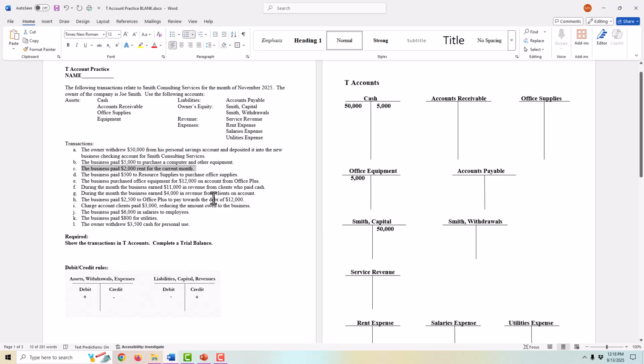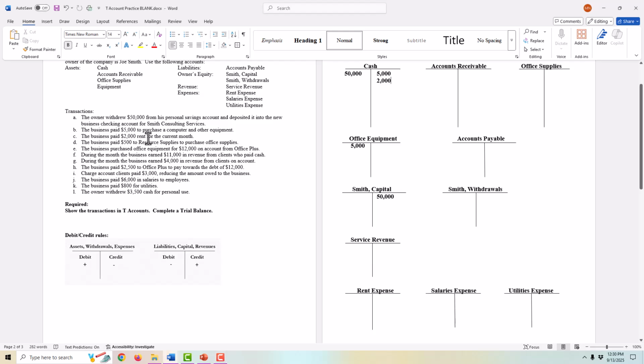So we're adding to one asset, subtracting from another asset. Okay, then the business paid $2,000 rent for the current month. If they're paying something again, that's going to subtract from cash. And then this also adds to rent expense. When you add to expenses, you're doing debits. Whenever they have an expense, that increases the expense of the business. So we're going to put that in rent expense on the debit side to add to it.